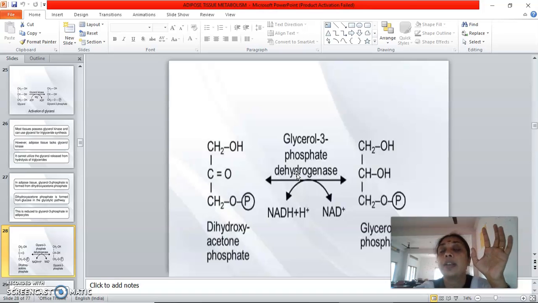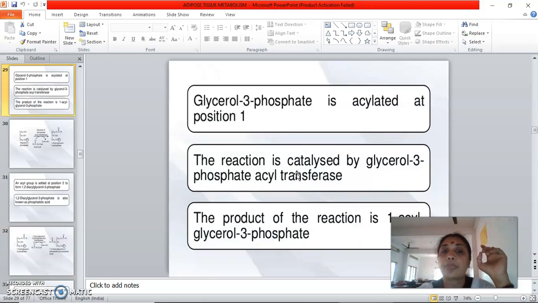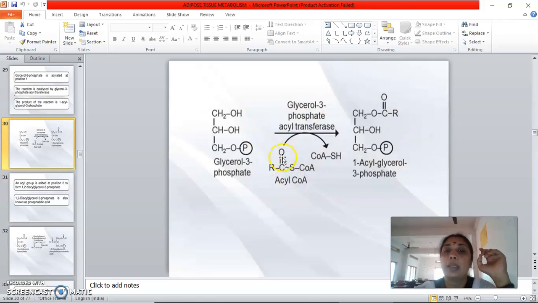How many fatty acids are required for the synthesis of triacylglycerol? As the name indicates, three molecules of fatty acids are required, and these three fatty acids come in a stepwise manner, not in a single step. First, glycerol 3 phosphate acyl transferase transfers one molecule of fatty acid onto the first position, converting glycerol 3 phosphate to 1-acyl glycerol 3 phosphate.